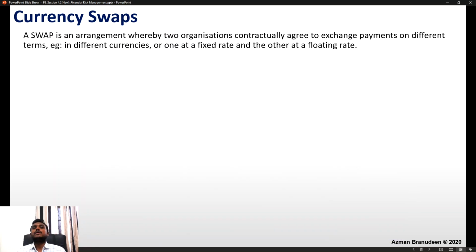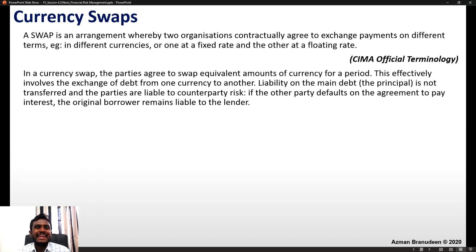Okay, so a swap is an arrangement whereby two organizations contractually agree to exchange payments on different terms. It could be in different currencies, or one at a fixed rate or other at a floating rate. So that is where interest rate swaps come in. In a currency swap, the parties agree to swap equivalent amounts of currency for a period. This effectively involves the exchange of debt from one currency to another. So there is debt involved, there's borrowing involved. That's why you have an interest commitment swap as well.